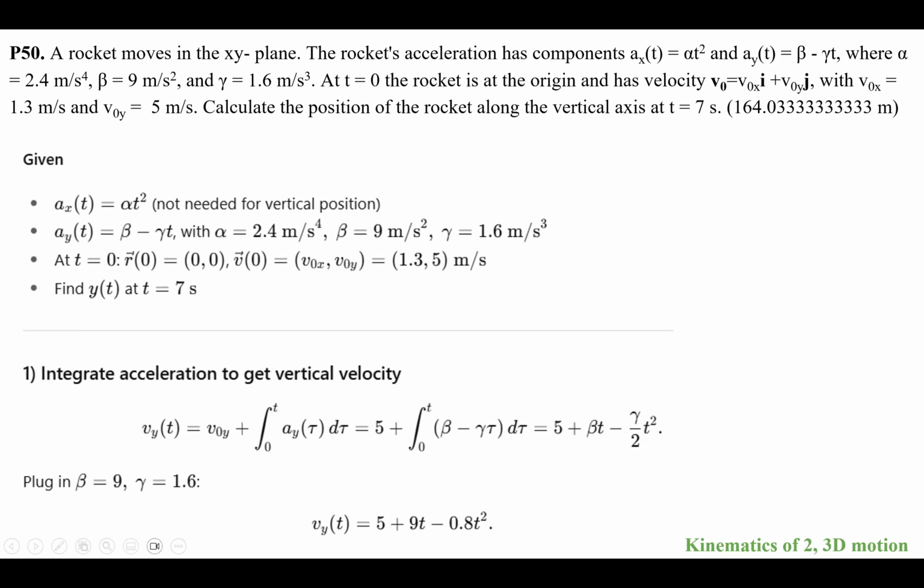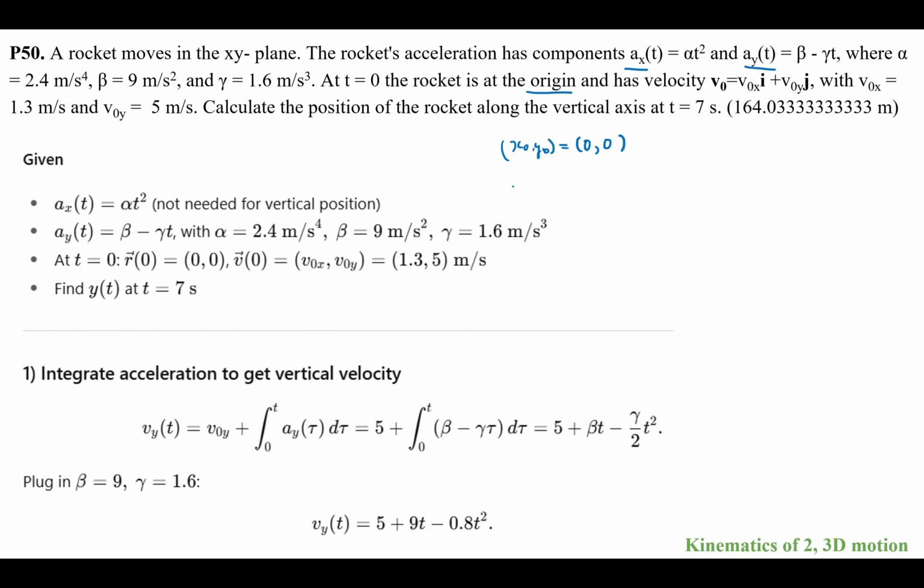Number 50, a rocket moves in the xy plane. The rocket's acceleration has an x component and a y component. And the alpha, beta is given, and the gamma is also given. At t equal to 0, the rocket is at the origin and has a velocity of this one. This is the initial velocity. Initial position, x0, y0 is the origin.